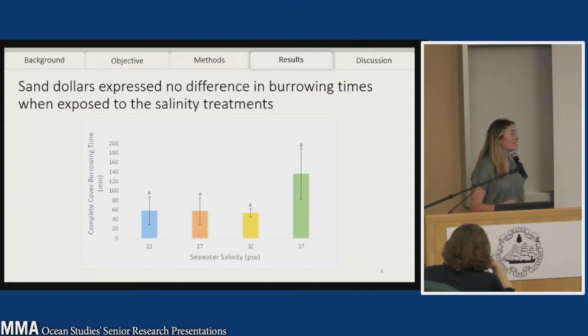And as you can see, all of these histograms share the same letter. So what this demonstrates is that the amount of time that E. parma used to completely burrow in the sediment was not significantly different across any of the salinity treatments.